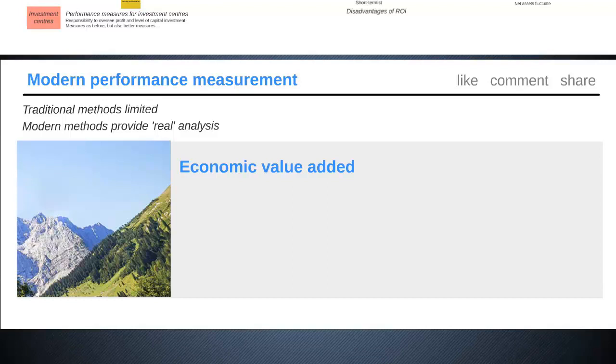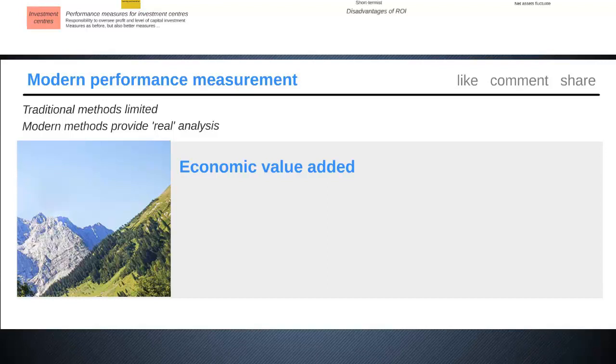If we look back at the return on investments, we look at the residual income, some of the problems with those methods were that they were short-termist in nature. And as a result, managers of departments, managers within organizations may sacrifice long-term sustainability for short-term growth because they are being judged on their short-term performance.